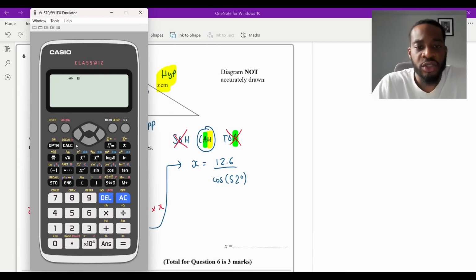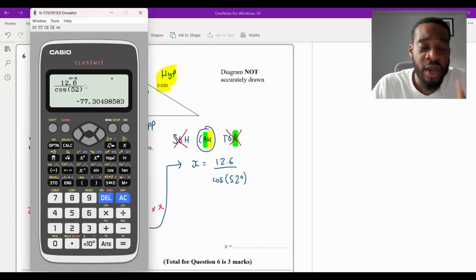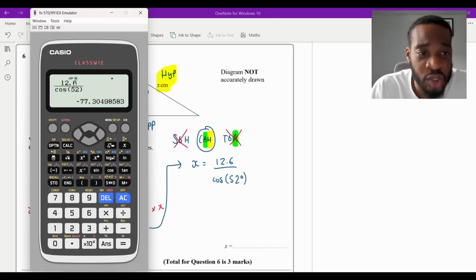So I'll do it here just so there's room. 12.6 over the cosine of 52. That is equal to, whoops, my calculator is in the wrong degree mode, because obviously I'm sure you guys know I teach A-level maths as well. That is an R there. Your calculator should be in degrees mode, so I'm going to change that. Make sure that's actually good. When you get to your exam, before you start, make sure that's a D.